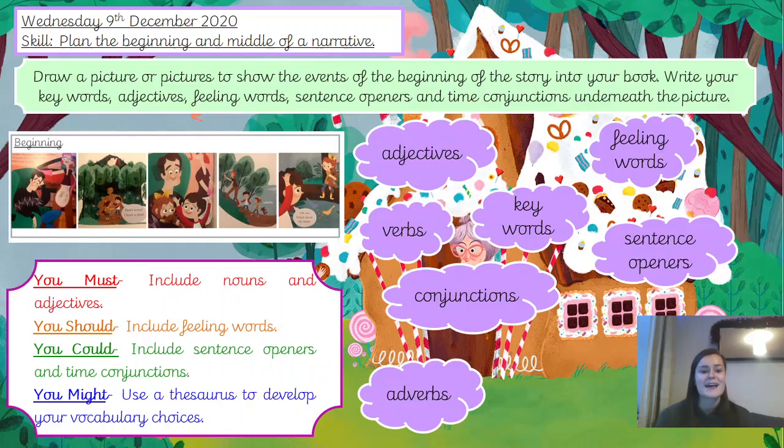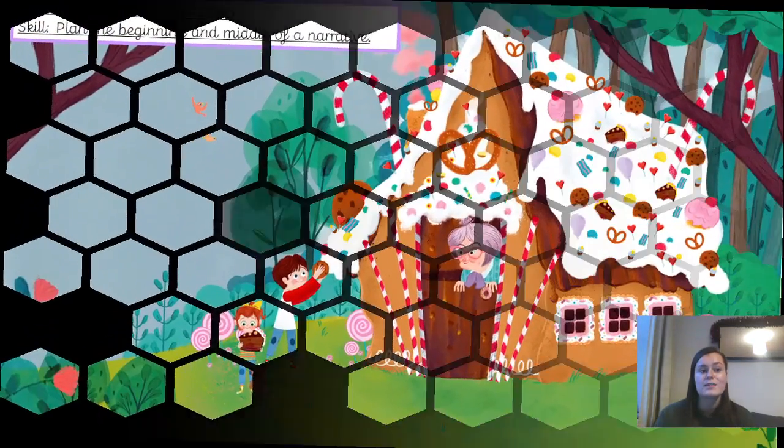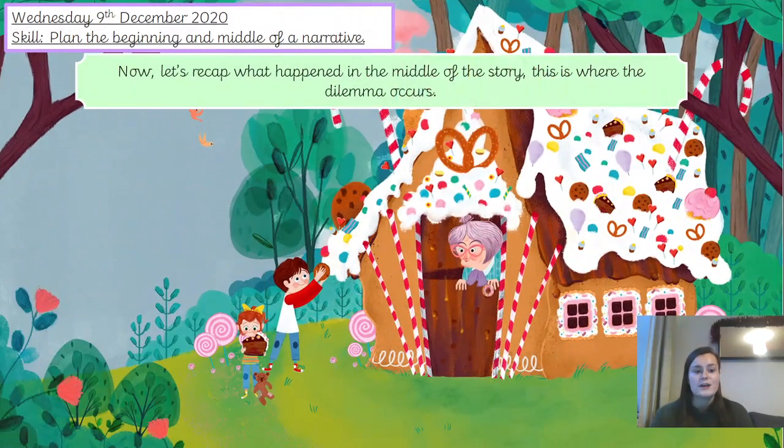Right, welcome back. As we said, the next task you're going to be doing is going to be planning the middle. So let's recap again what happened in the middle of our story. Now, this is where the dilemma occurs. Remember that tricky word we've talked about before? Dilemma. The dilemma means the problem, doesn't it? This is where the issue happens, where something goes wrong in the middle of our story.